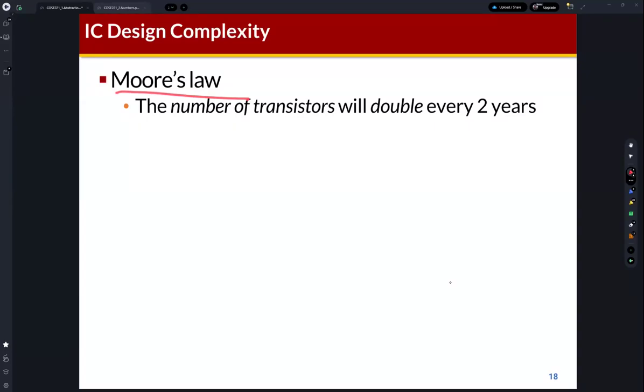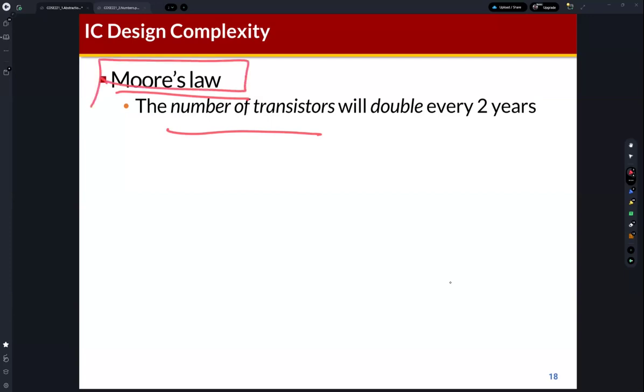Have you heard about Moore's law? Anyone? What is Moore's law? Moore's law is a very popular law in the semiconductor industry. We can expect the number of transistors, the complexity of a single chip, to grow over time based on Moore's law.